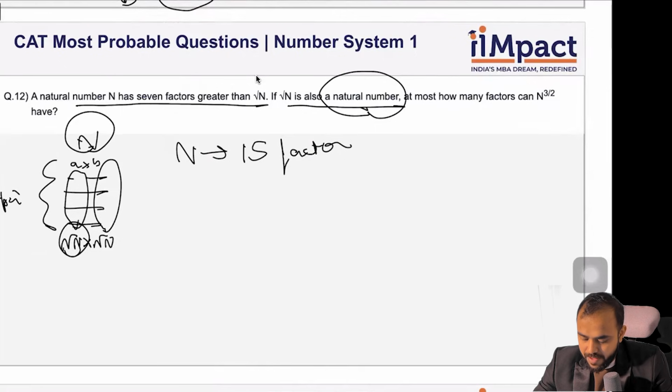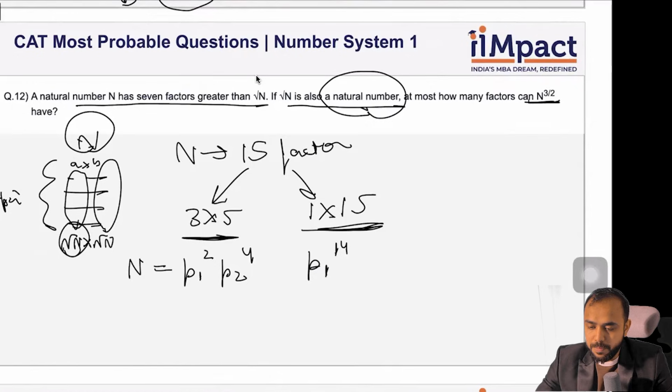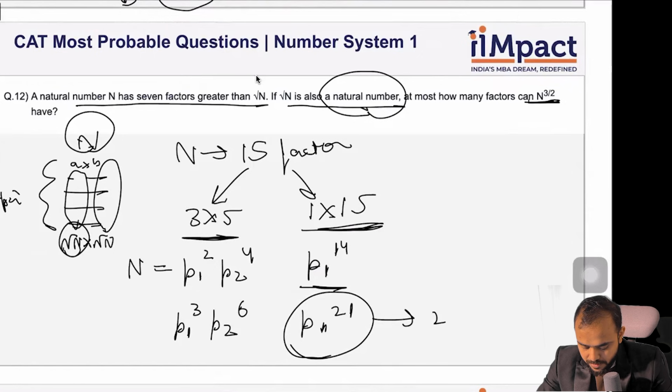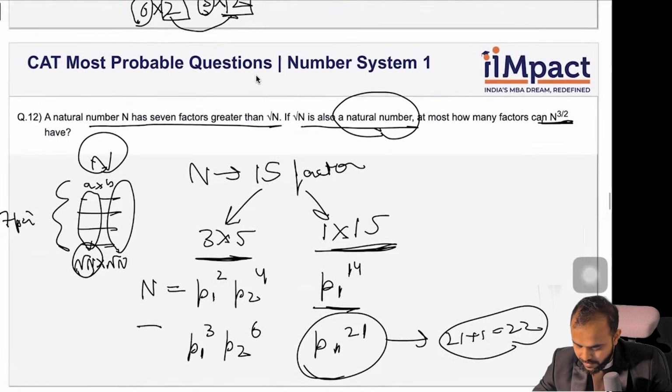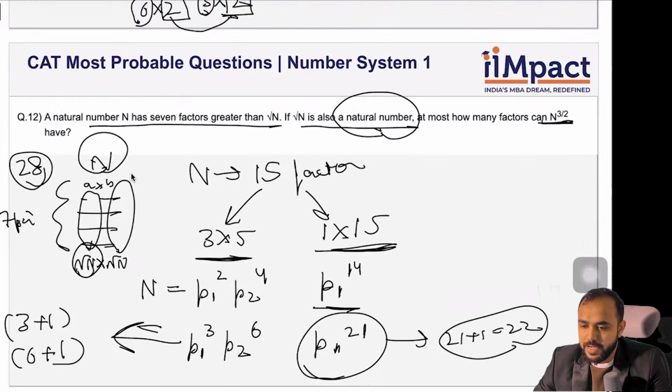For n to have 15 factors, it could either be of the format 3 into 5 or 1 into 15. This will give n equal to p1 square p2 to the power 4, and this one will give p1 to the power 14. So n to the power 3 by 2 will become p1 cube into p2 to the power 6, or p1 to the power 21. This will have 21 plus 1, that is 22 factors, and this one will have 3 plus 1 into 6 plus 1 factors, which is 4 into 7, that is 28. So the answer for question number 12 will be 28.